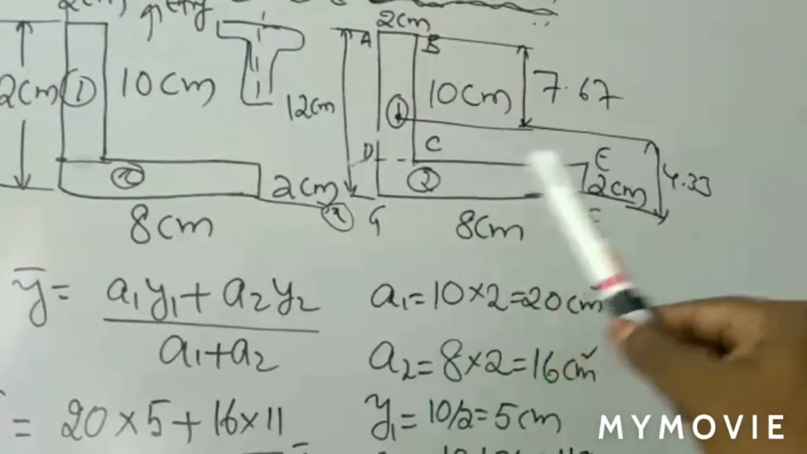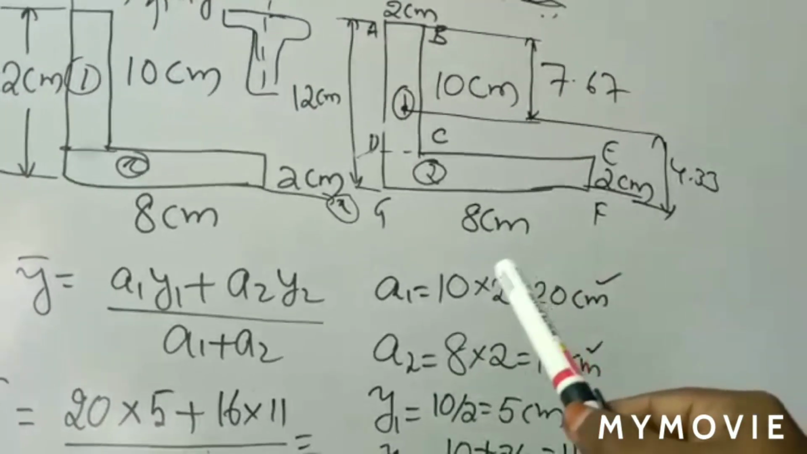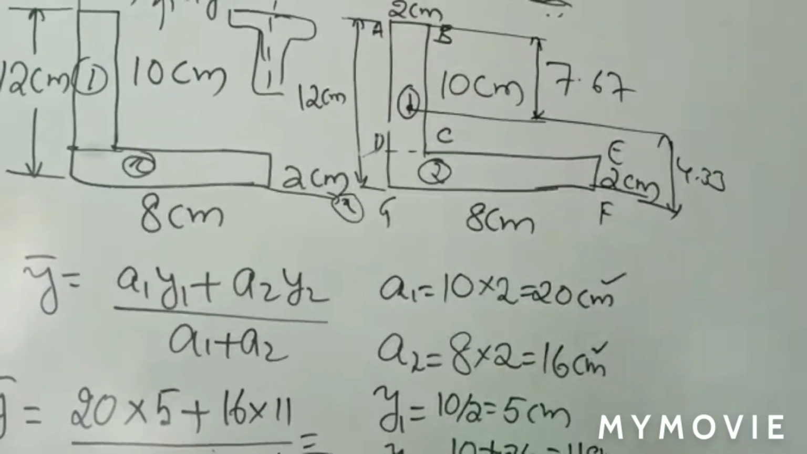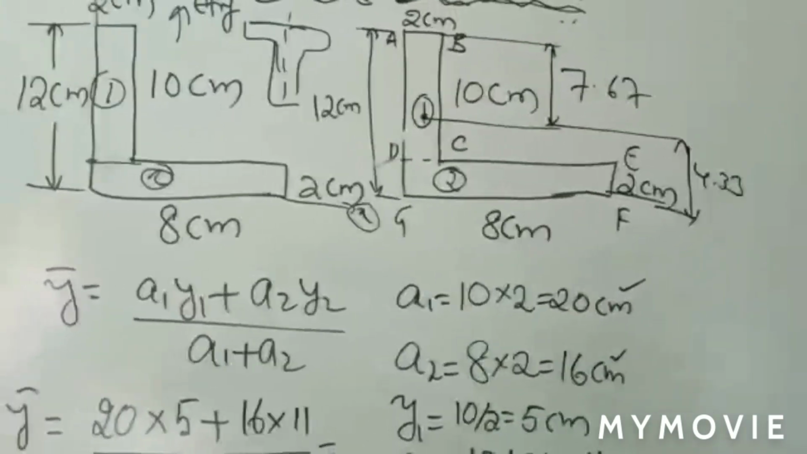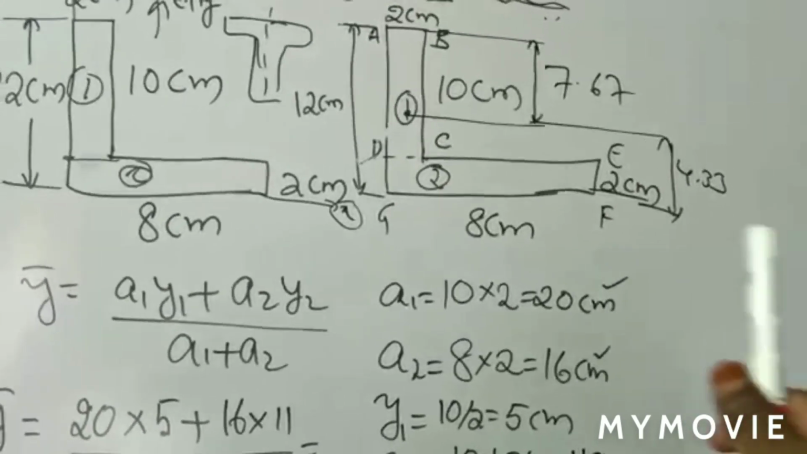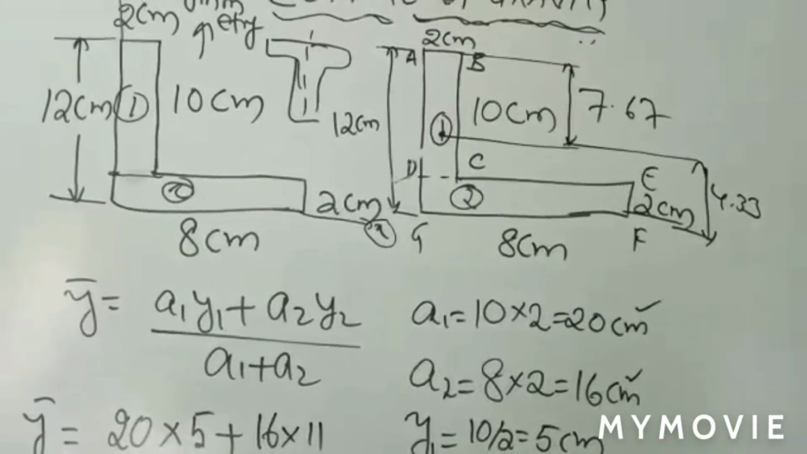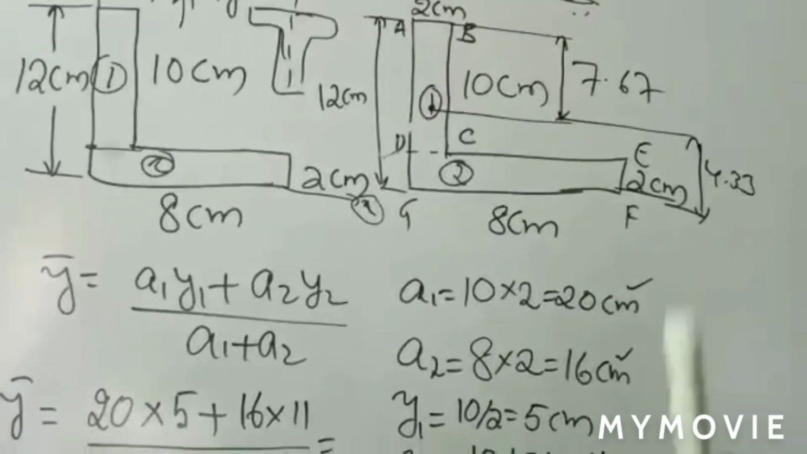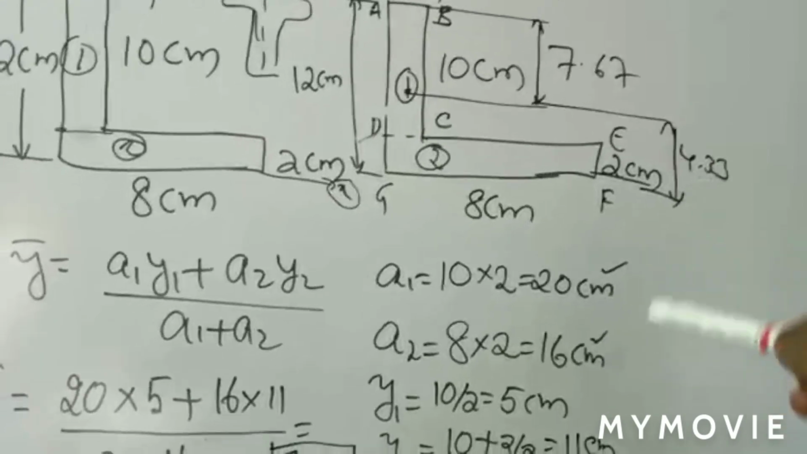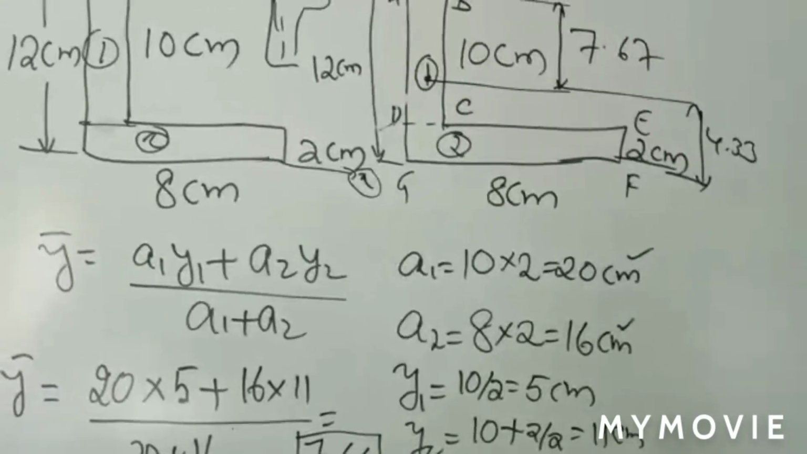Next, what is the second block area? You have the second block, something like DEFG. ABCD is the first area and the second area is DEFG. So base is 8 centimeters and height is 2 centimeters. So 8 into 2, that is 16 centimeters square.